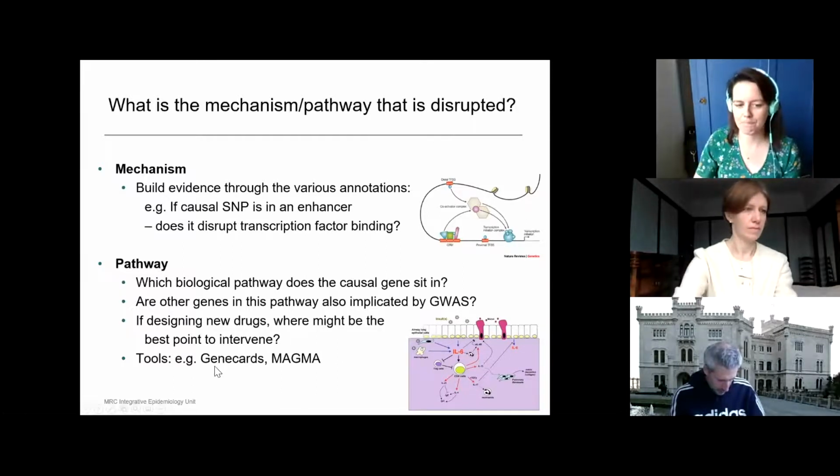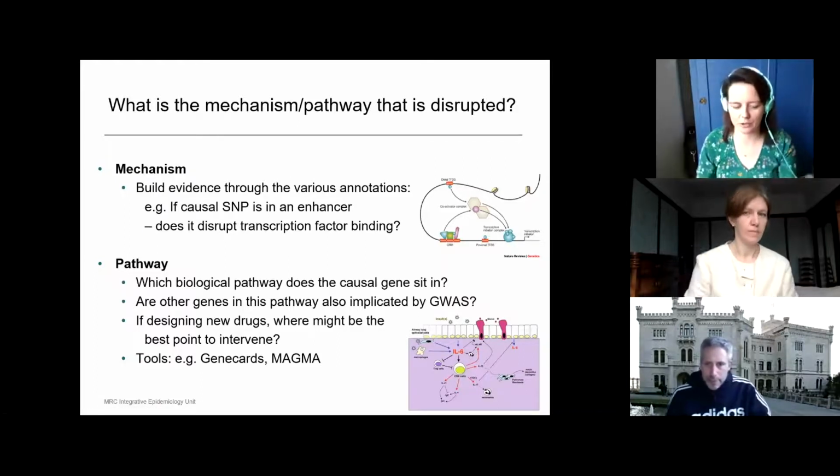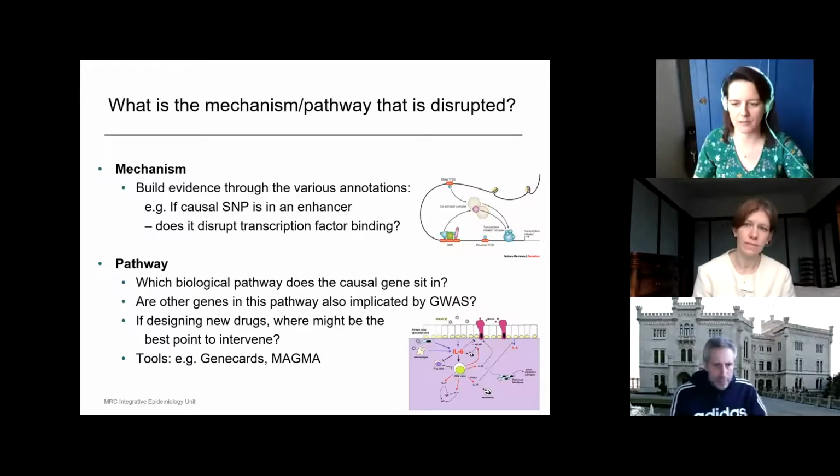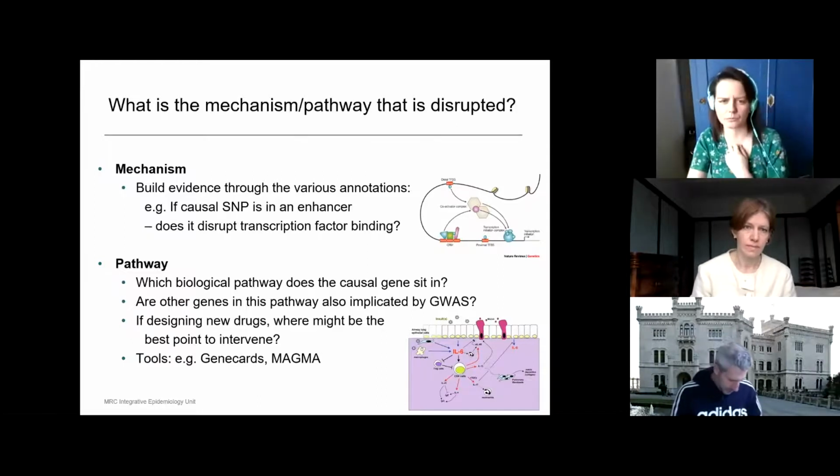targets. But there are good online tools for looking at pathways so that you can really build up a picture of how some of your different genes might be related in pathways.